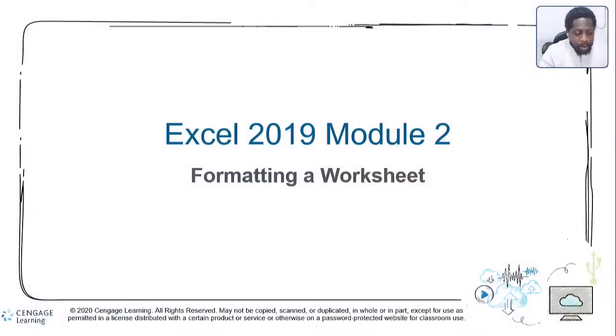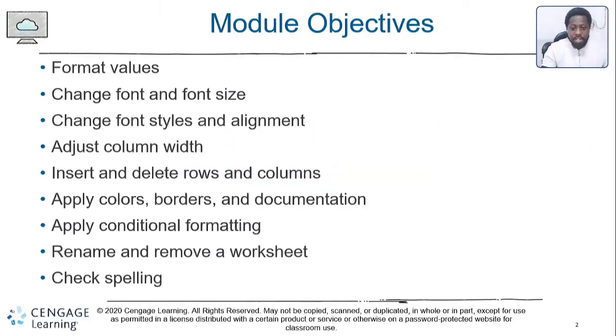Okay, so our objectives for this particular session: we are going to try and format values, change font and font size, change font styles, and alignment, adjust column width, insert and delete rows and columns, apply colors, borders, and documentation, apply conditional formatting, rename and remove a worksheet, and of course check spelling. All of these activities are captured under formatting in Microsoft Excel 2019.